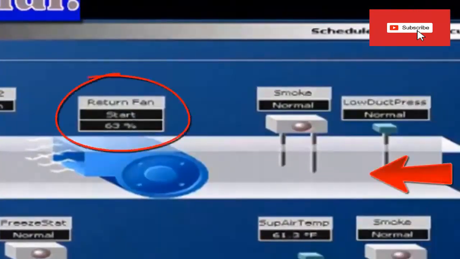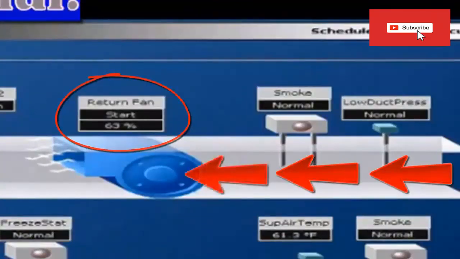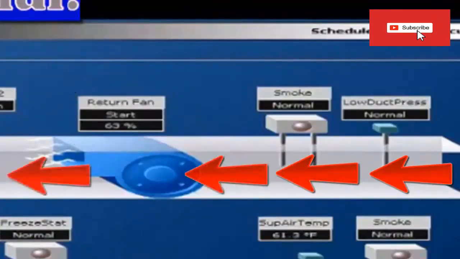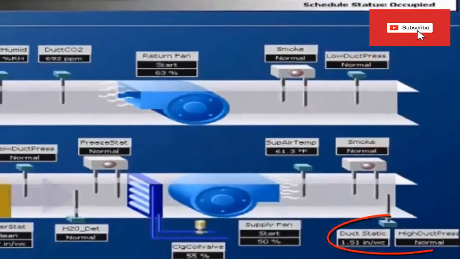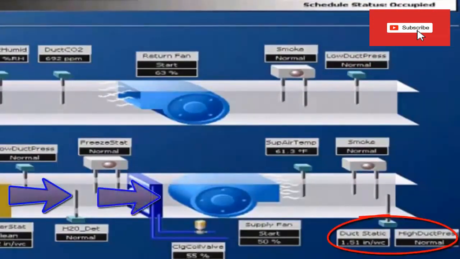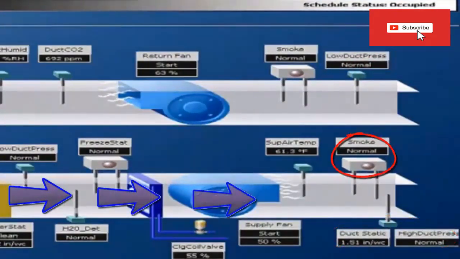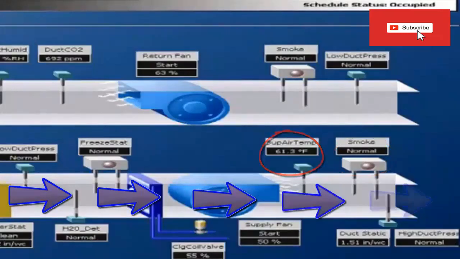Return fan speed. In this case it indicates that it has 63% of its speed, which indicates that we are in the presence of a fan with a frequency inverter. Return air humidity sensor. Supply duct pressure sensor, that is the pressure that the air has at the outlet of the fan. Supply or intake air humidity sensor. Supply or intake air temperature sensor. In this case the value is 61.3 degrees Fahrenheit.